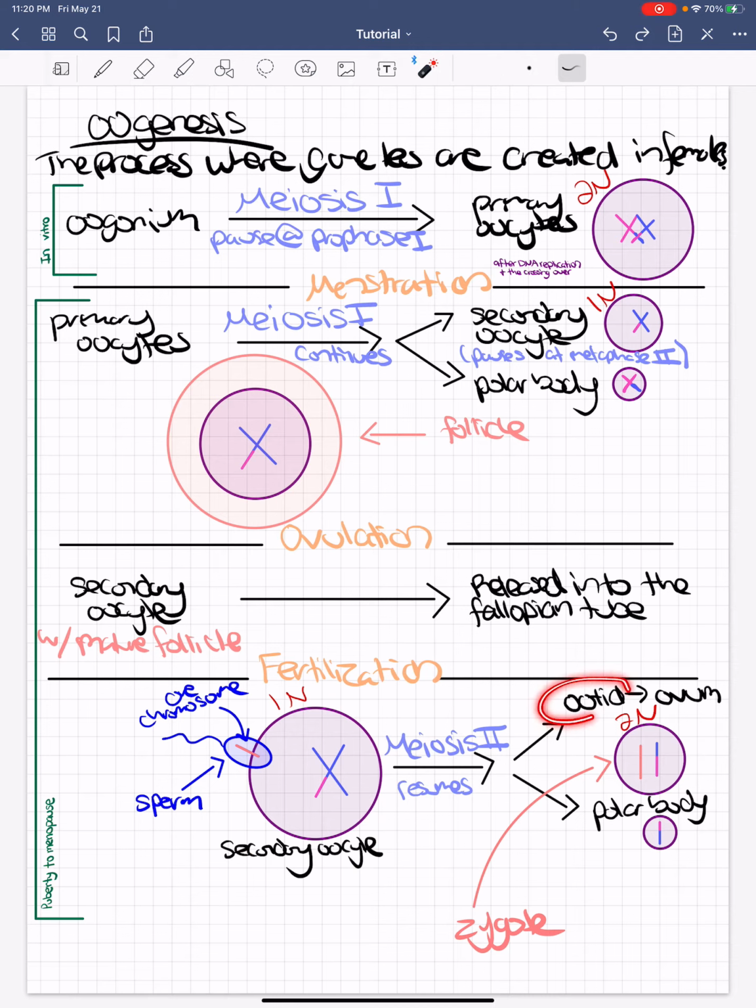This forms an ootid and a polar body. Now, the polar body, once again, donates its cytoplasm, and so this ends up degenerating while the ootid forms into a mature ovum. Now, the combining of the genetic material of the sperm and the secondary oocyte ends up becoming diploid, and so now forms a zygote.